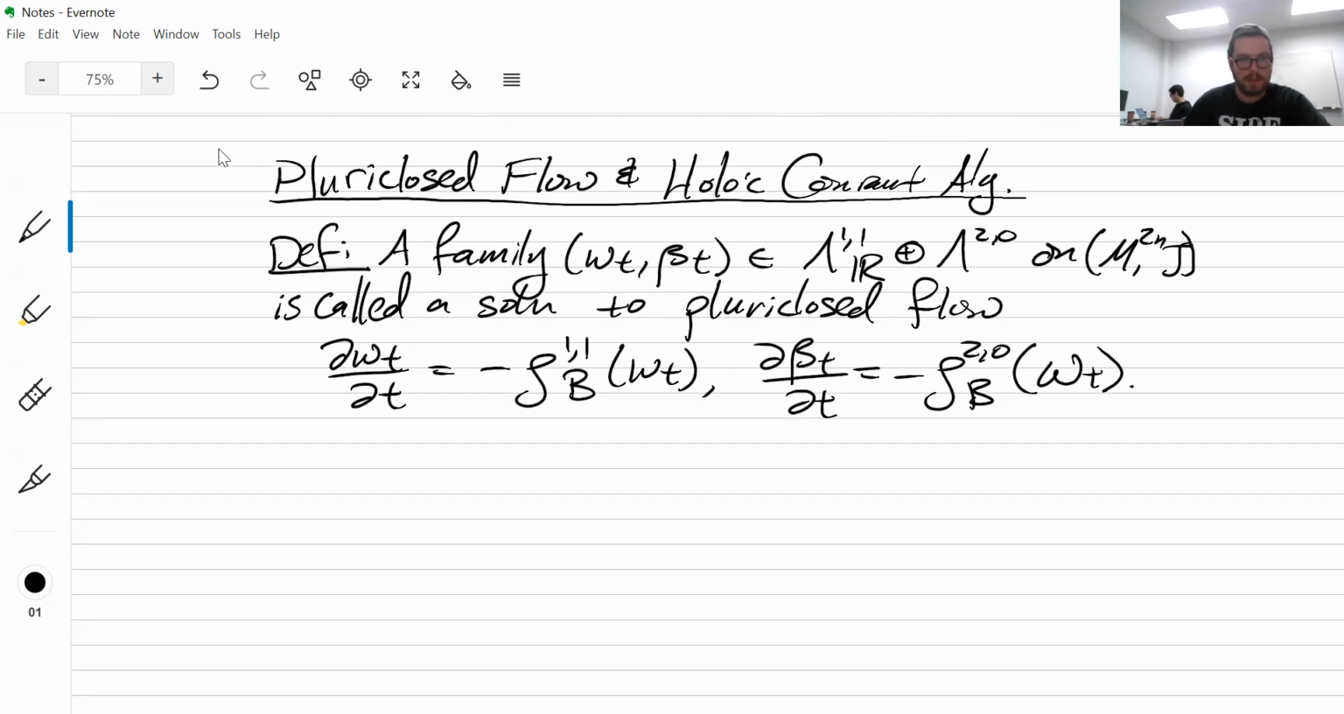Omega naught should be pluriclosed. And Streets and Tien have checked before that this flow preserves the pluriclosed condition. So the Bismuth connection makes sense.